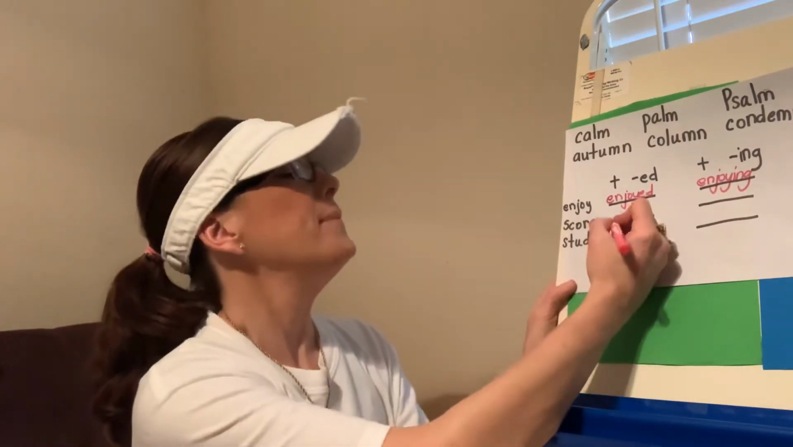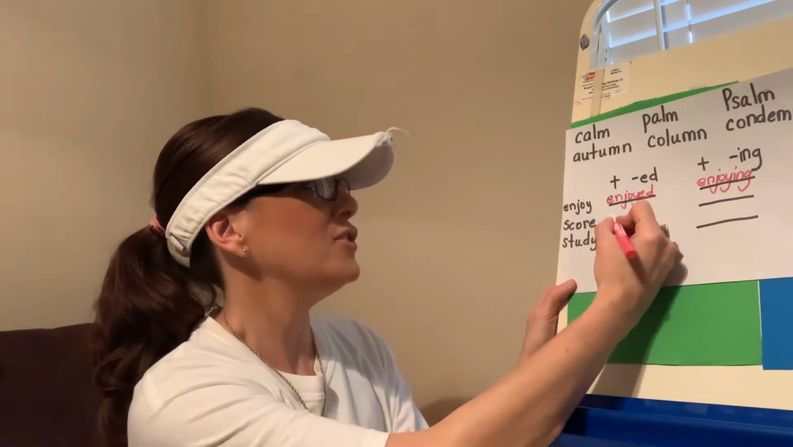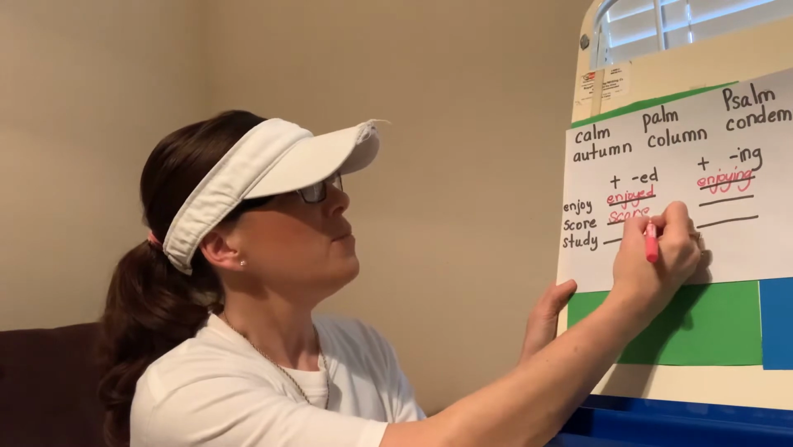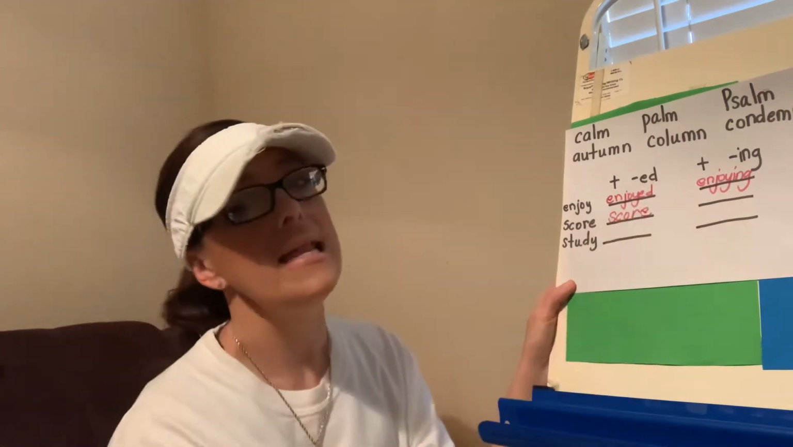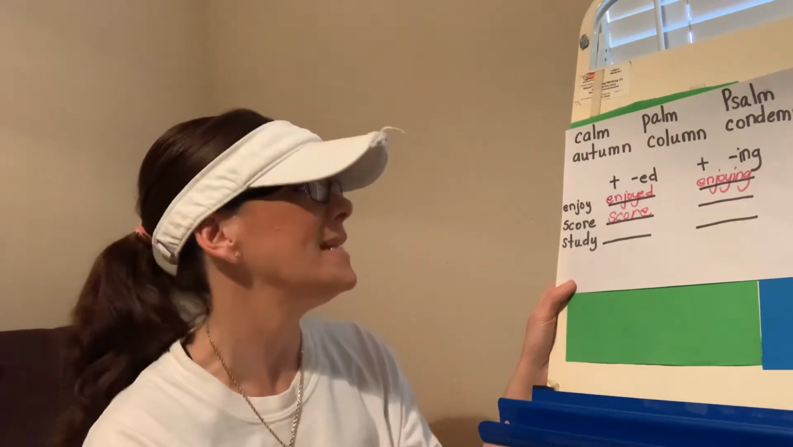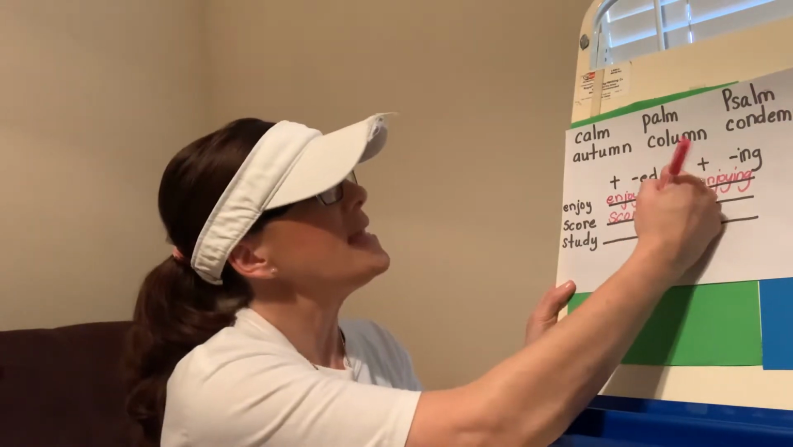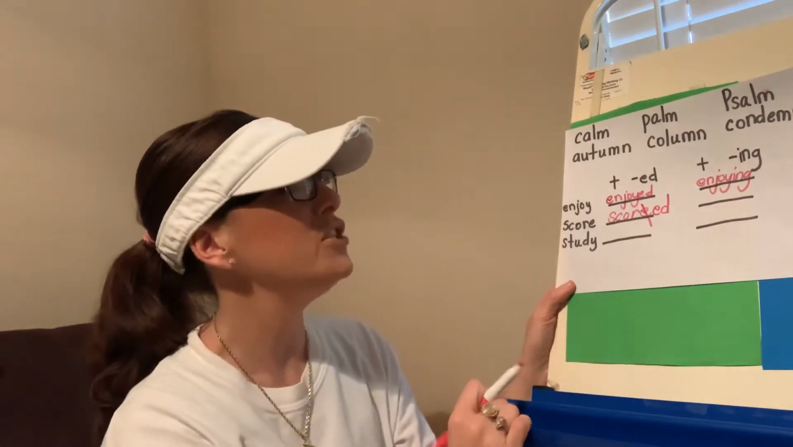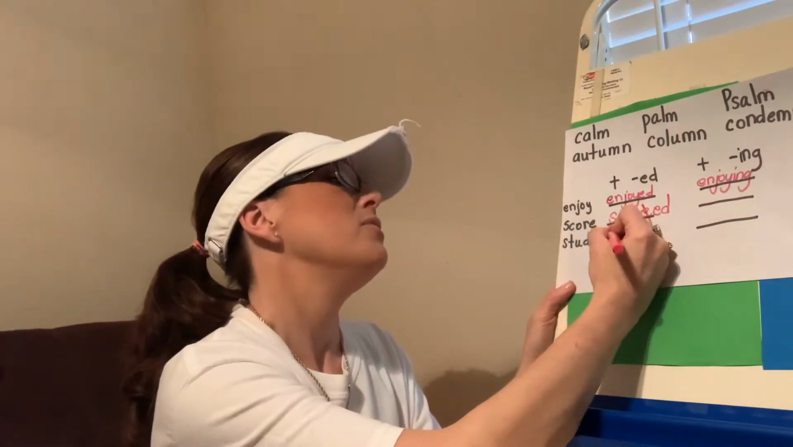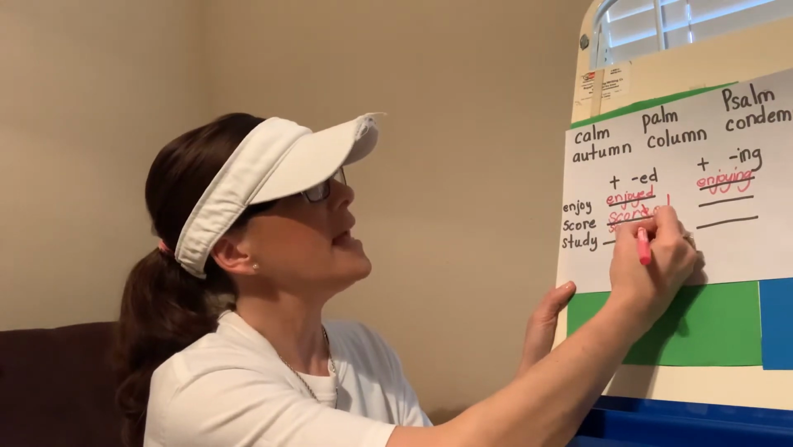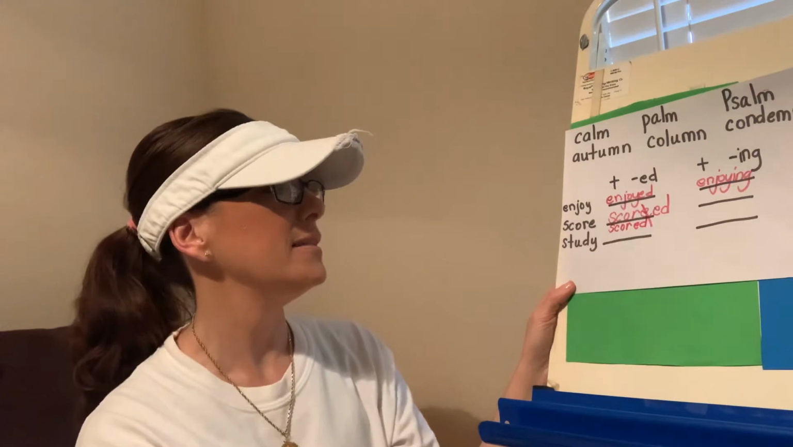But watch what happens when we build a word with score. Score plus -ed in wanted, or /t/ in looked and played. We're going to drop the E and add -ed. So we wouldn't have 2 E's. So when we write scored, we drop the first E and then add our suffix.